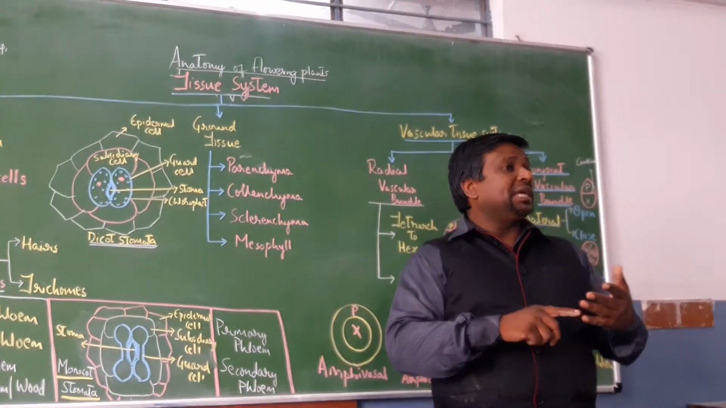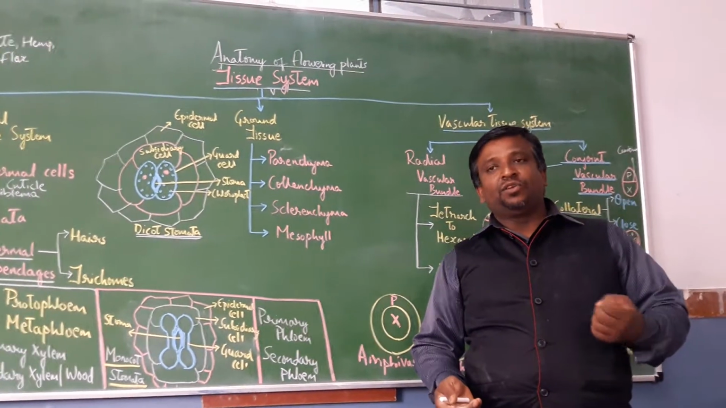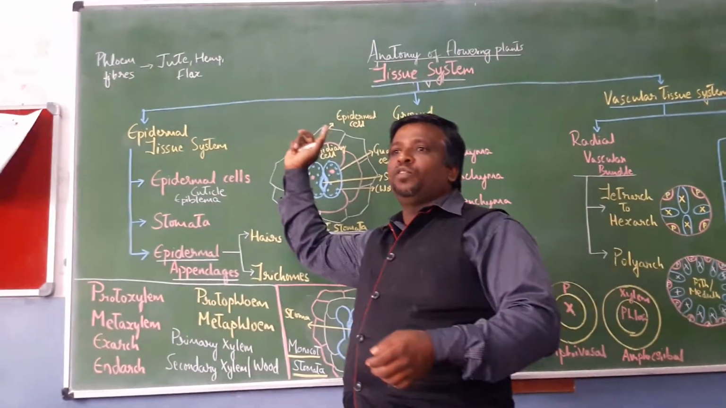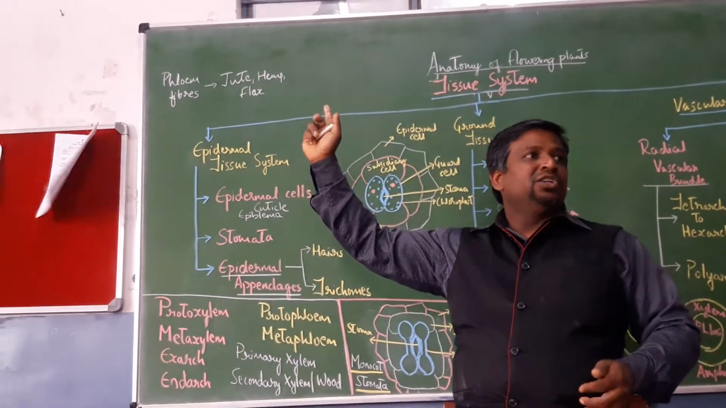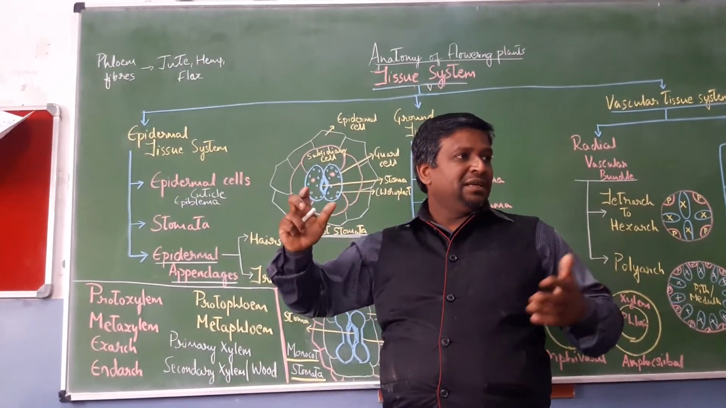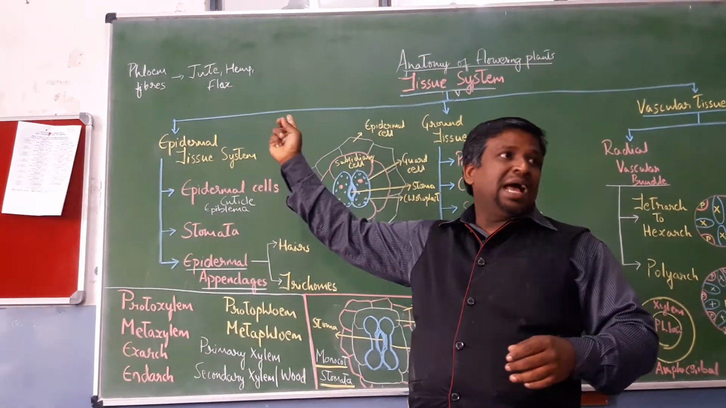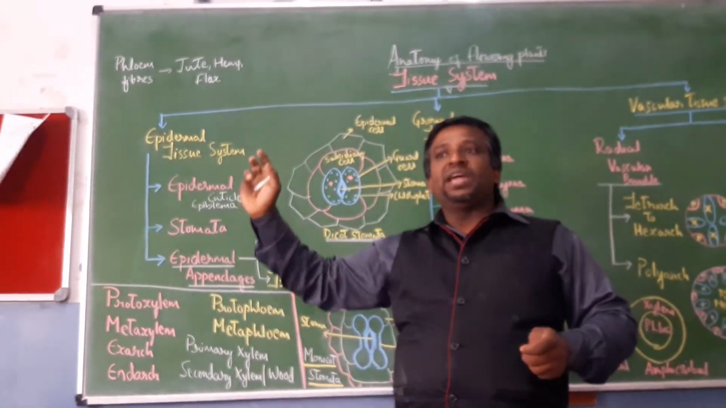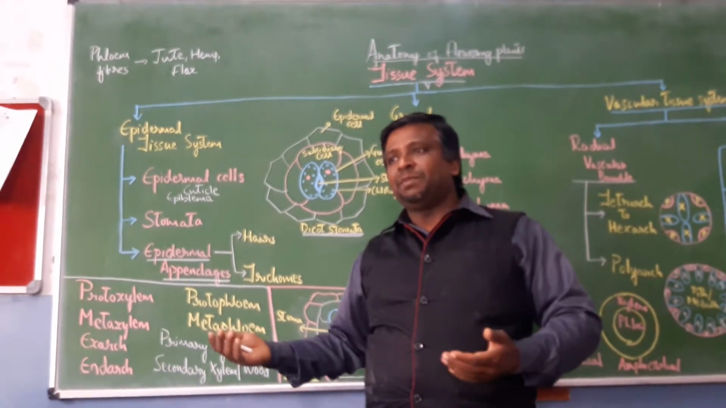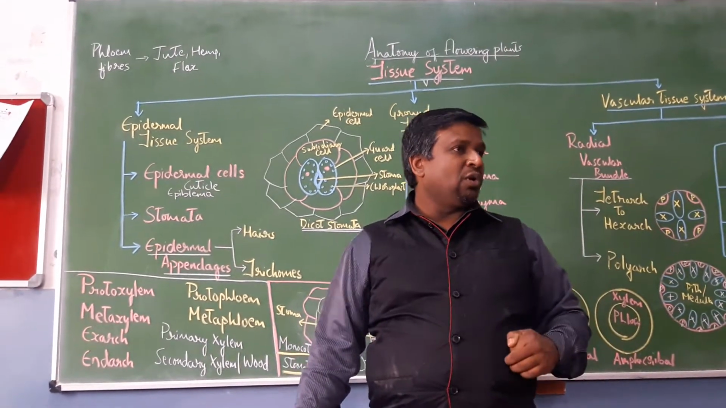See, phloem fibers are noticed during the secondary growth, not earlier to that. Examples for phloem fibers are jute, hemp and flax. These are all fibers which are obtained from phloem fibers. Fibers are the sclerenchyma I am talking about. They are in the form of fibers. They are dead tissue. You should know about that.